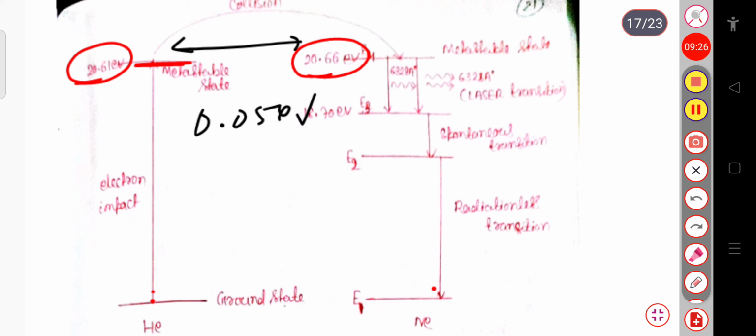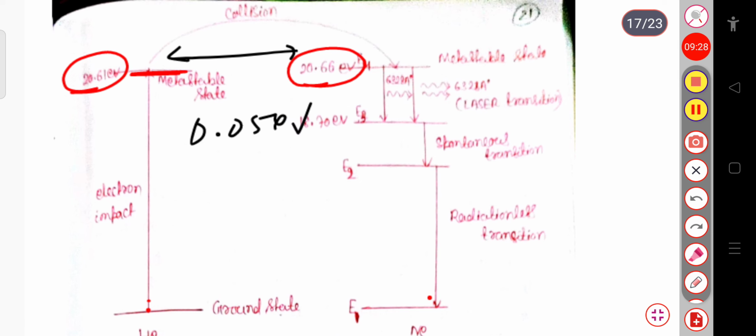Now here the collision will occur. So the helium atom will collide with this neon atom, so that a population inversion will be achieved in the neon atom because of this helium atom, and more atoms will be available in this metastable state.